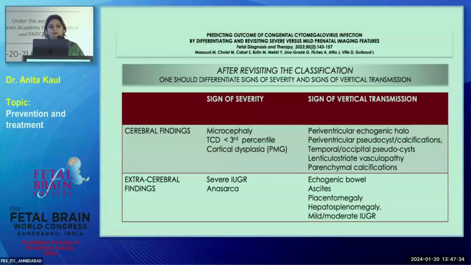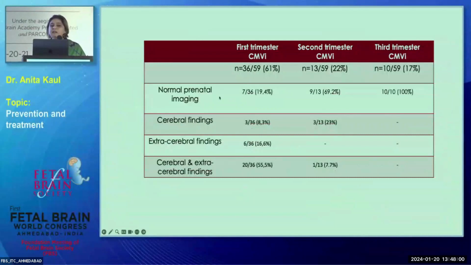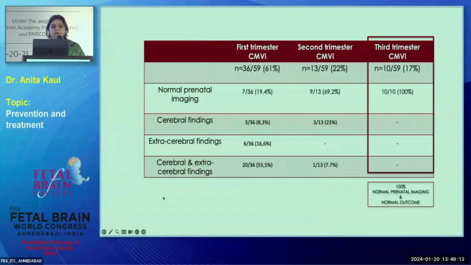Yesterday, I met Laurent over the gala dinner, and he has just come out with this paper, which was published in the FTD. And what this paper is suggesting is that we should separate out the brain signs of vertical transmission versus really bad brain lesions. And if you separate it out, you can then divide these babies according to this criteria into normal prenatal imaging and mild prenatal imaging over here, and severe findings.